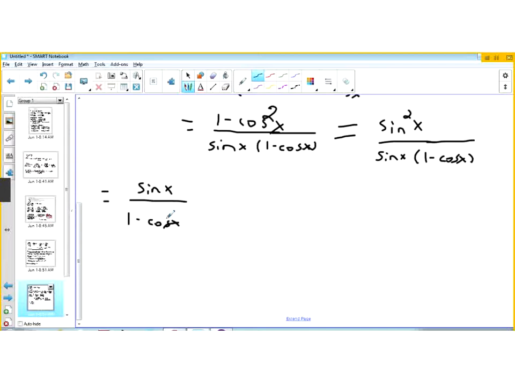Okay, so that's it for section 4.1. So proceed with your WebAssign questions for this assignment, for this section that is. Okay, so on to section 4.2. All right, so that's it for this section.